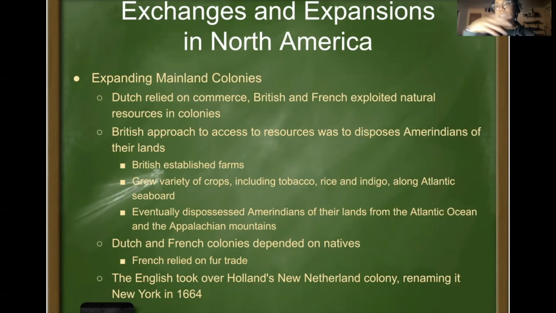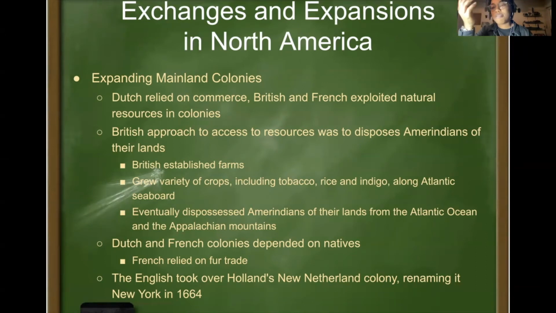The British are going to push away the Native Americans. Not the approach the Dutch and the French chose. The Dutch and the French are going to rely and depend more on natives. They're going to be like, yo, man, you've been here for like thousands of years, dude. Maybe you know what you're talking about. So they're basically going to really rely on the natives.